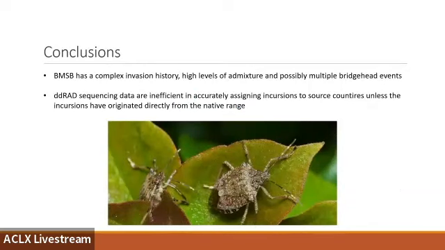So in conclusion, we found that BMSB has a complex invasion history, the levels of admixture are high, and there are possibly multiple bridgehead events. This complexity reduces the efficiency of RAD sequencing data in accurately assigning incursions to their source, unless the incursions originated directly from the native range.